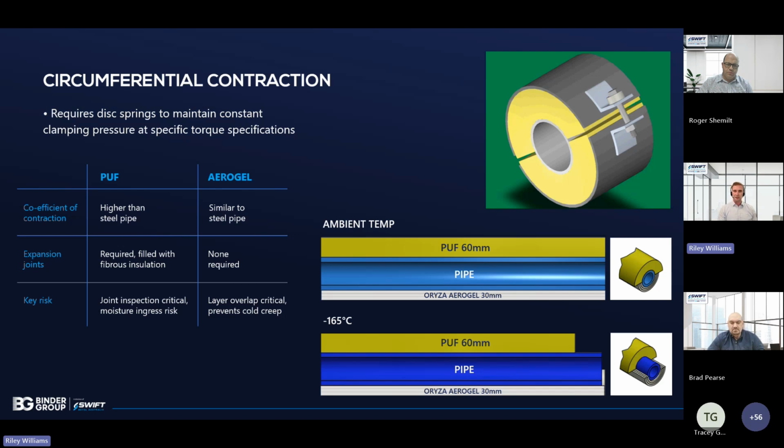Aerogel largely sidesteps that problem because its coefficient of contraction is almost identical to steel. This means regular contraction joints aren't required. The thing to get right here, though, is offsetting the sequential layering to ensure there's no direct path for cold creep.